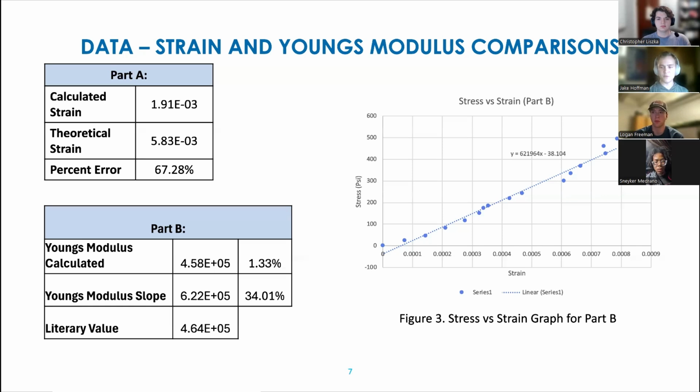In part B, we used equation number 3 to calculate the Young's modulus, and that used inertia, force, displacement, and length, and that gave us a Young's modulus of 4.8e5. Then we calculated stress and strain and plotted them against each other to get a stress-strain graph, which gave us a slope of 6.22e5. We compared both of these to a literature value. The Young's modulus calculated had a 1.3% error, and the Young's modulus slope value had a 34.1% error.